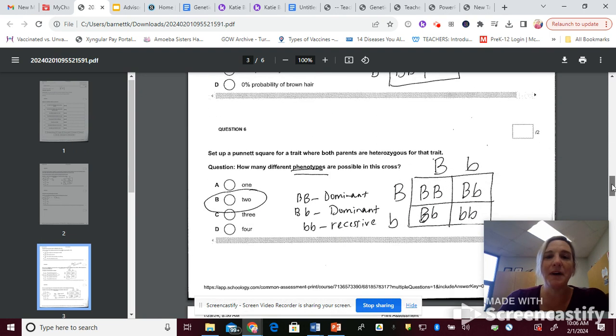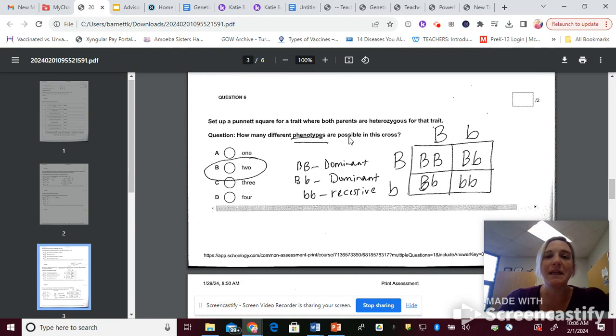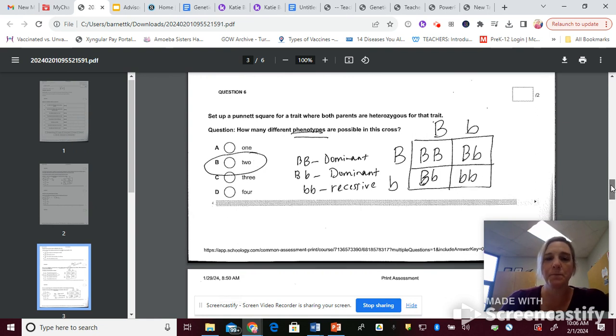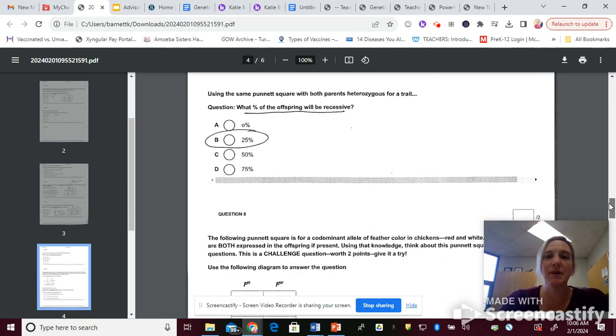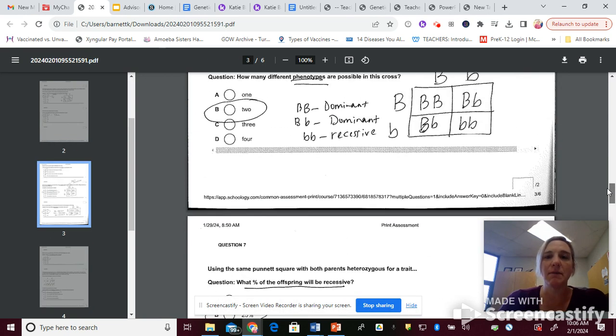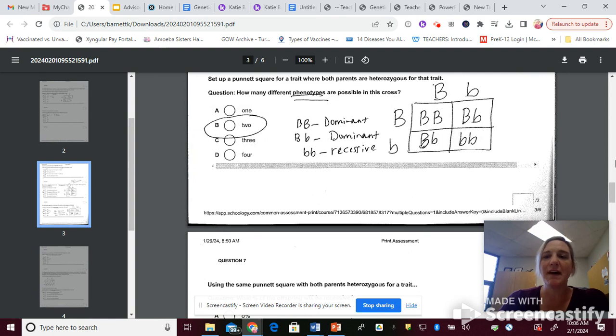Next Punnett square, both heterozygous. How many different phenotypes? It doesn't matter what the trait is. If you carry at least one dominant letter, you're going to have the dominant phenotype, just like in alien baby genetics. So 1, 2, 3 are dominant. This is recessive. So how many phenotypes? It's 2. Using the same Punnett square where both parents are heterozygous, what percent of the offspring are recessive? Right here, 25%.